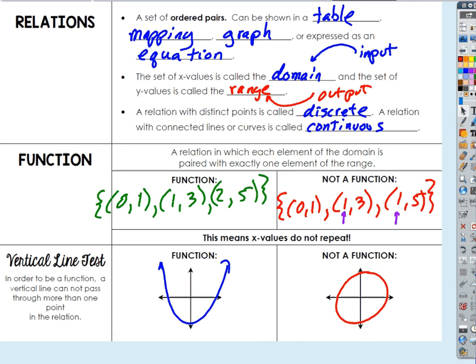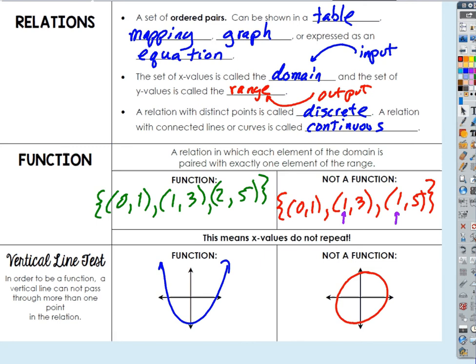So remember, a relation is just any logical connection between input values, which are the x values, the set of all those we call the domain, and the output values, which are the y values, and the set of all the output values, remember, we call the range. It's discrete if it's got a finite number of ordered pairs. It's continuous if it's a graph that has an infinite number of points on the graph.